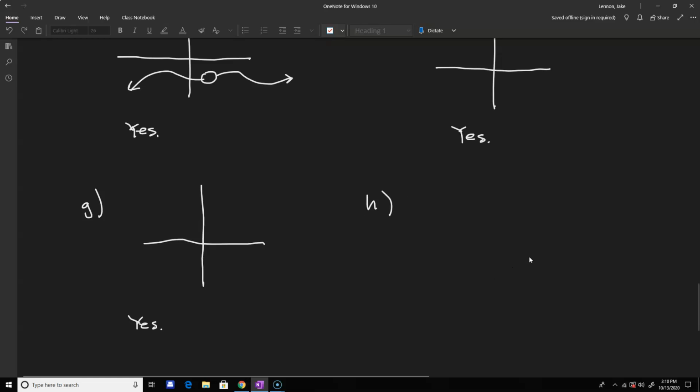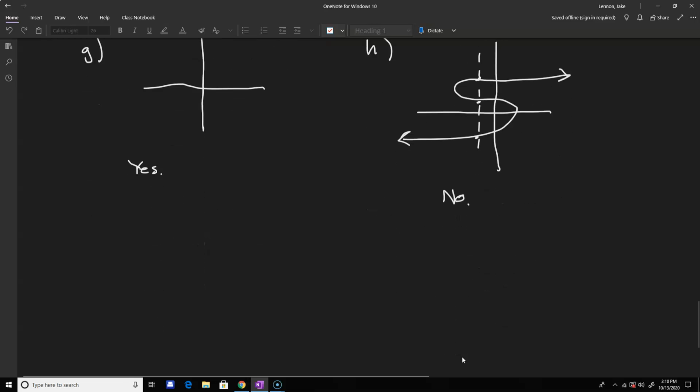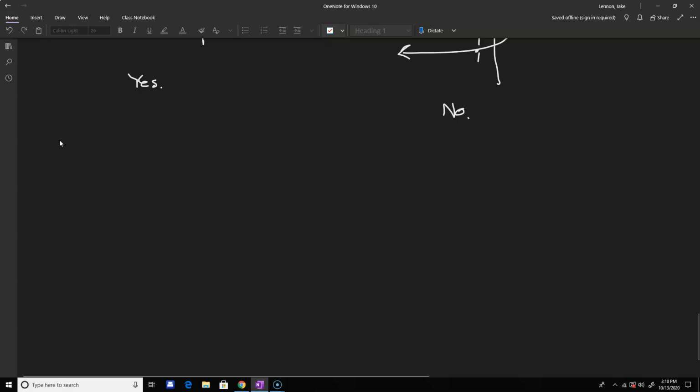Maybe we'll do one more. Say we have something that zigzags back and forth like this. Again, this would be an easy no. We're hitting 3 times right here on this dotted line. So again, this would be a no. So that vertical line test is something that's a very quick way to determine if we have a function or not using graphs. Let's talk about function notation and plugging things in.